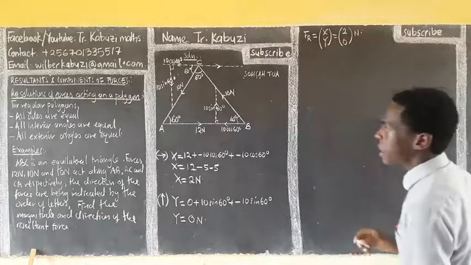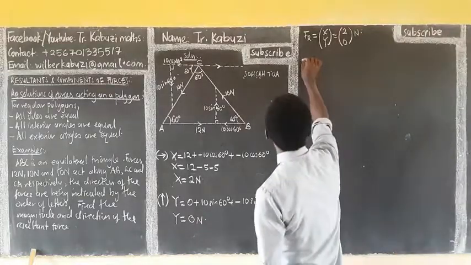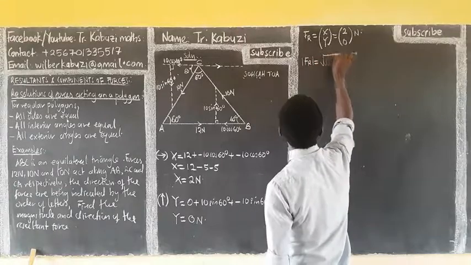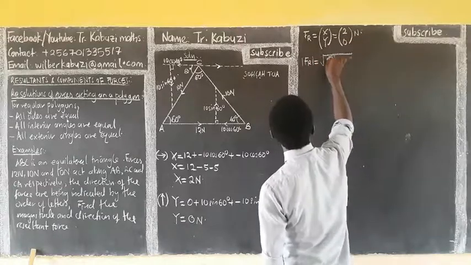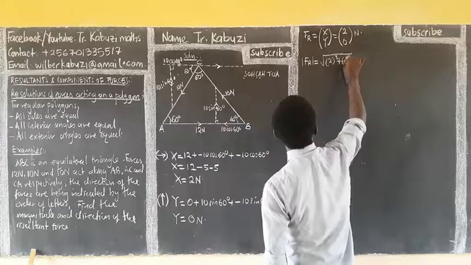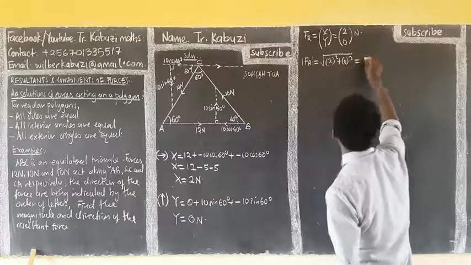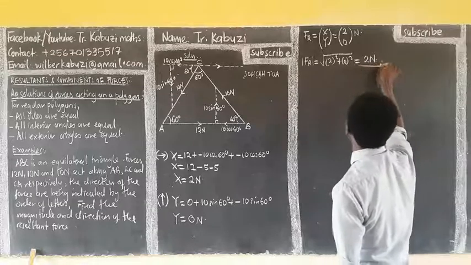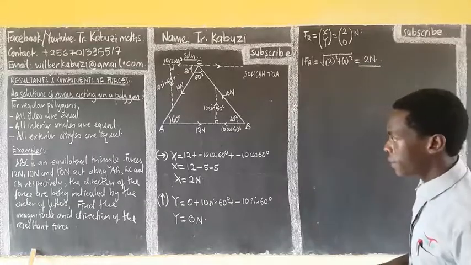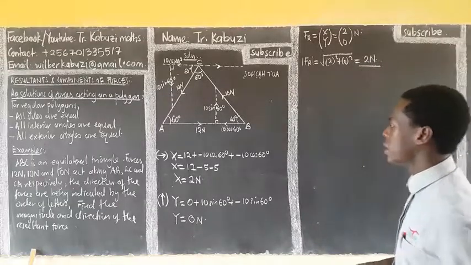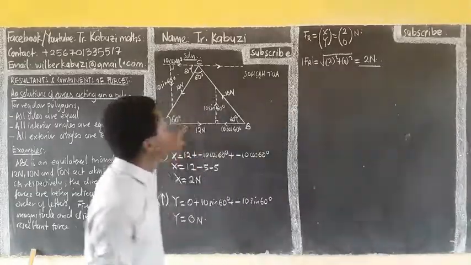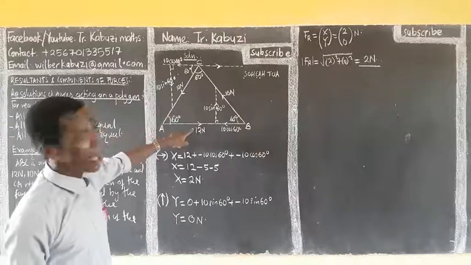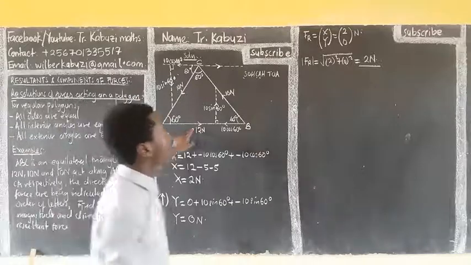So they are asking to get its magnitude. So the magnitude of the resultant force is going to be the square root of, we square this, plus we square the y component, which will give us 2 newtons, and that will be our magnitude. And the direction, of course, the direction is going to be just this. You see it's acting along this force.